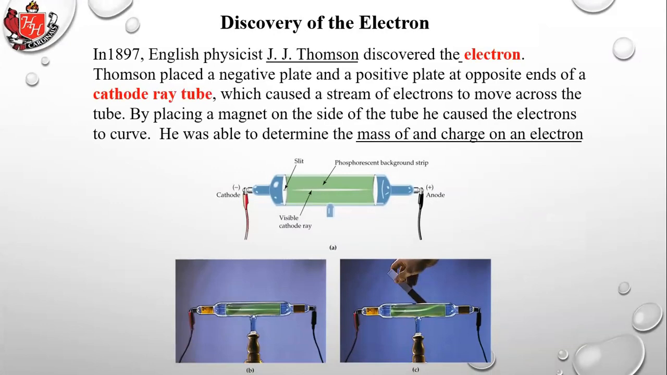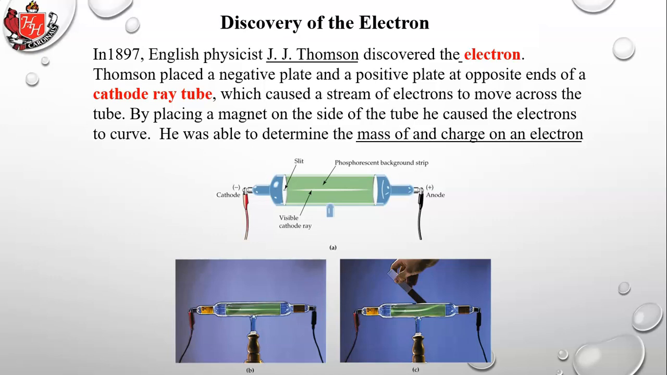In 1897, English physicist J.J. Thomson discovered the electron. Thomson placed a negative plate and a positive plate at opposite ends of a cathode ray tube, which caused a stream of electrons to move across the tube. By placing a magnet on the side of the tube, he caused the electrons to curve. He was able to determine the mass and charge of an electron.